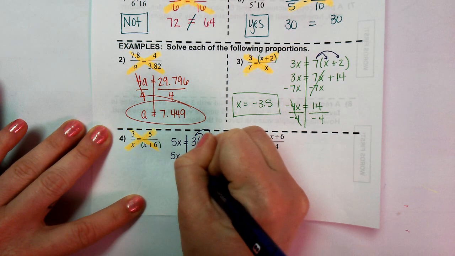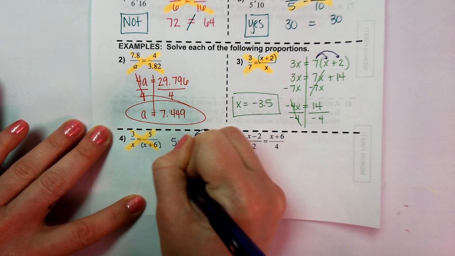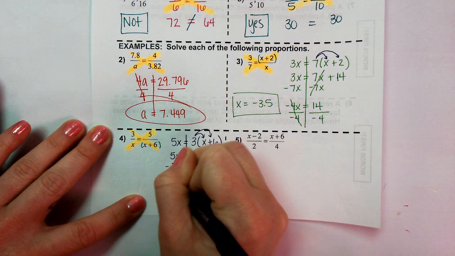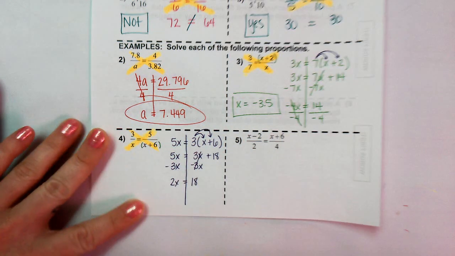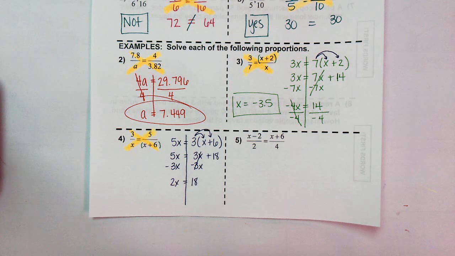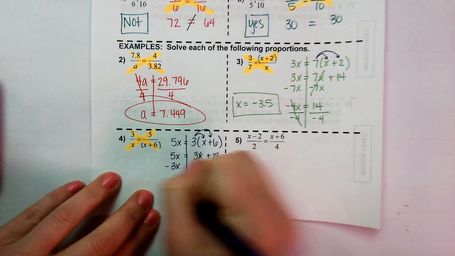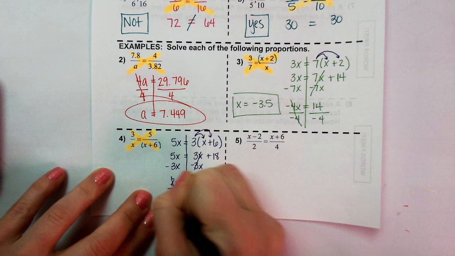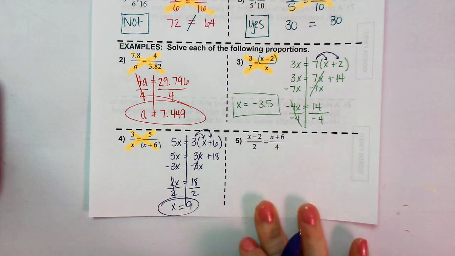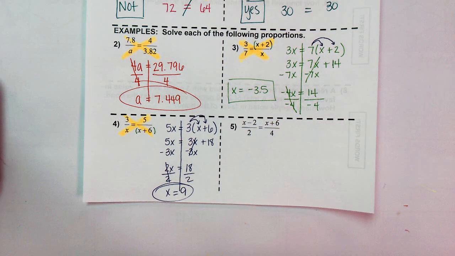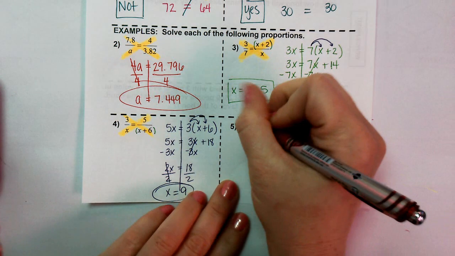All right, solve for x for me. So move all your x's to one side. So 5 minus 3 is 2x, and then I still have that 18 on the other side. Divide by 2. X equals 9. Everybody good so far? We have one more on this front page. Hang with me.